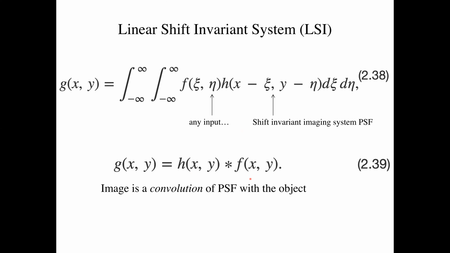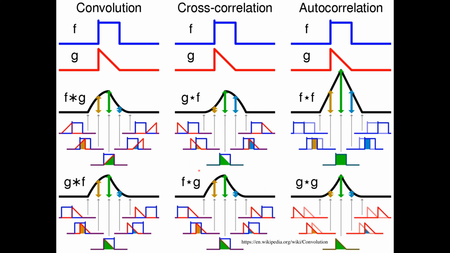So if I have a central field of view in which I have a certain sharpness and a certain point spread function, and then off to the edges it blurs more, it's not shift invariant. And then we can't just say that our image is convolved with one specific point spread function.